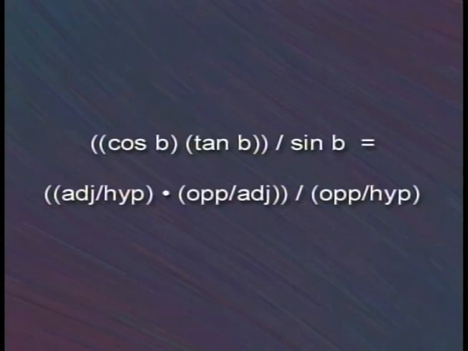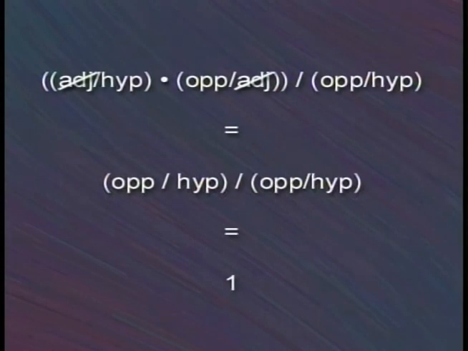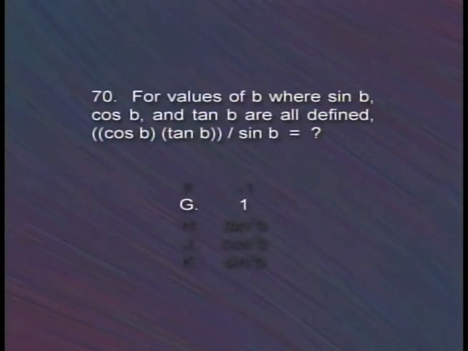If we multiply these two quantities, we notice that the adjacent terms cancel, and we're left with opposite divided by the hypotenuse. Now in the denominator, sine b is represented by the opposite side divided by the hypotenuse. Notice that the numerator and the denominator are now the same. Thus, this expression reduces to 1. The correct answer is G.